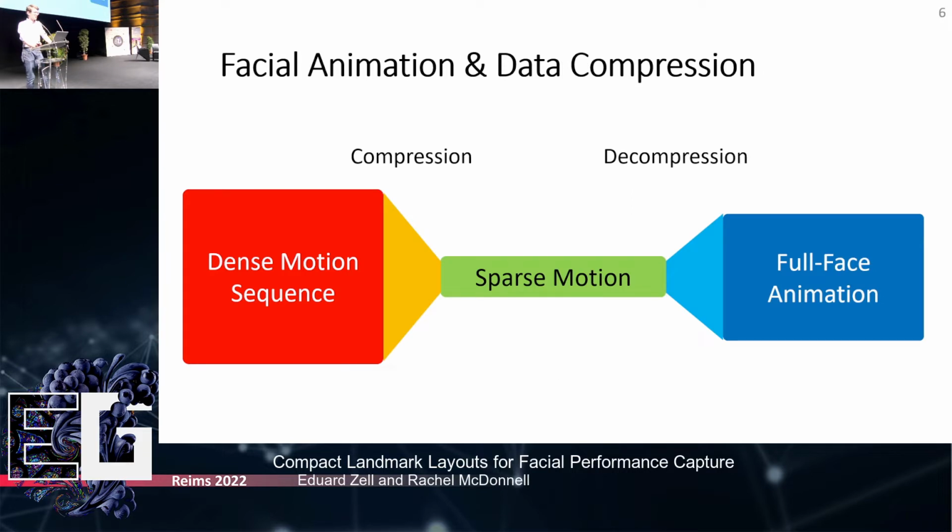In the context of compact landmarks, the facial animation pipeline has strong resemblance with general lossy data compression. We start with the dense motion, add a compression step to sparsify the sequence, and hopefully we can recover the full facial motion afterwards.